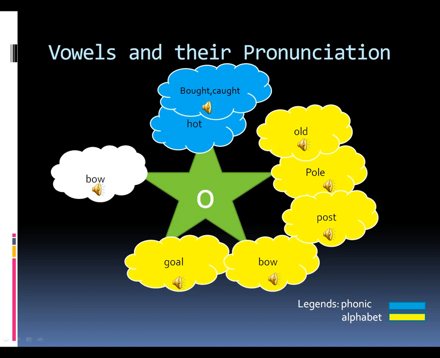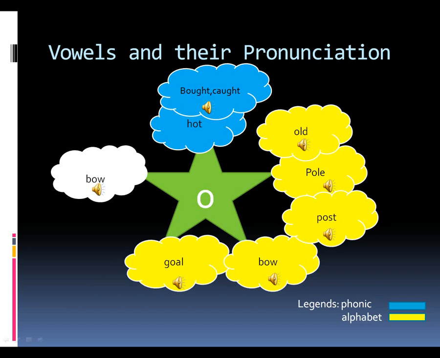And O followed by ST: post, host, coast, most. And O followed by W: bow, bowl. O and A combine together to form the sound O: goal, loaf, load.